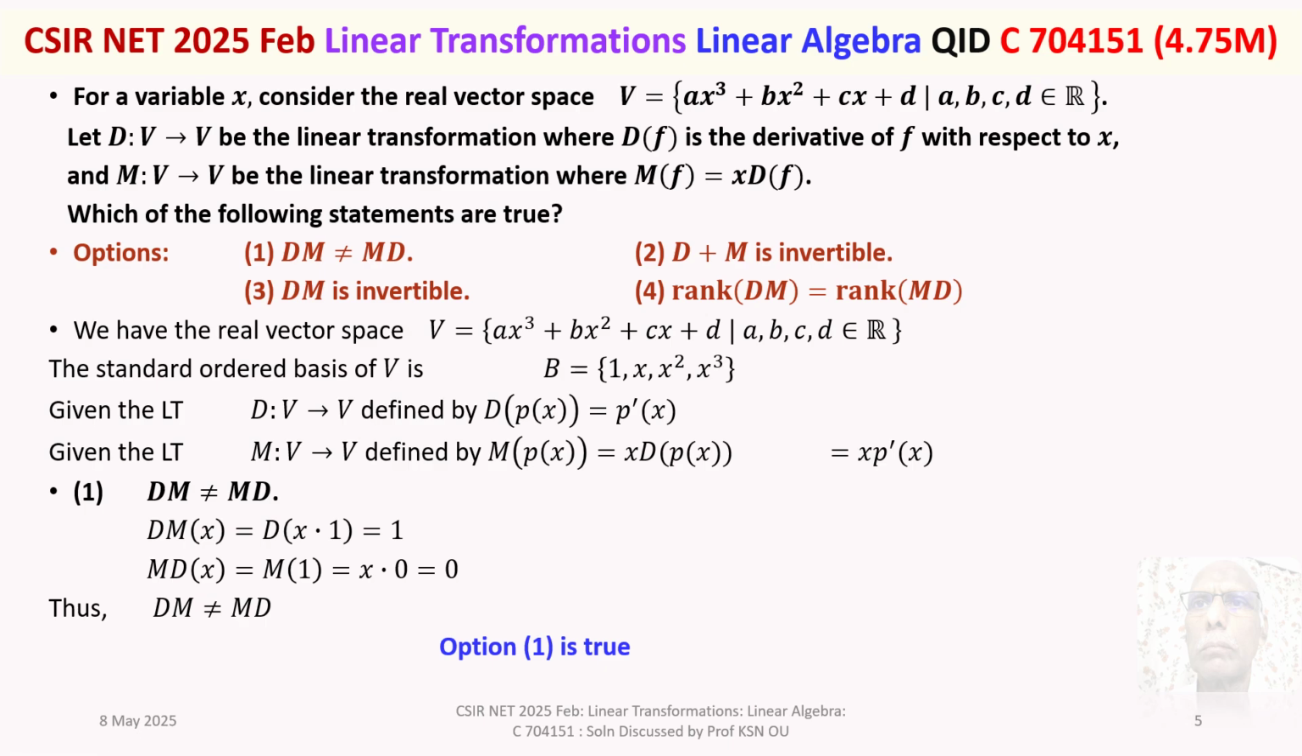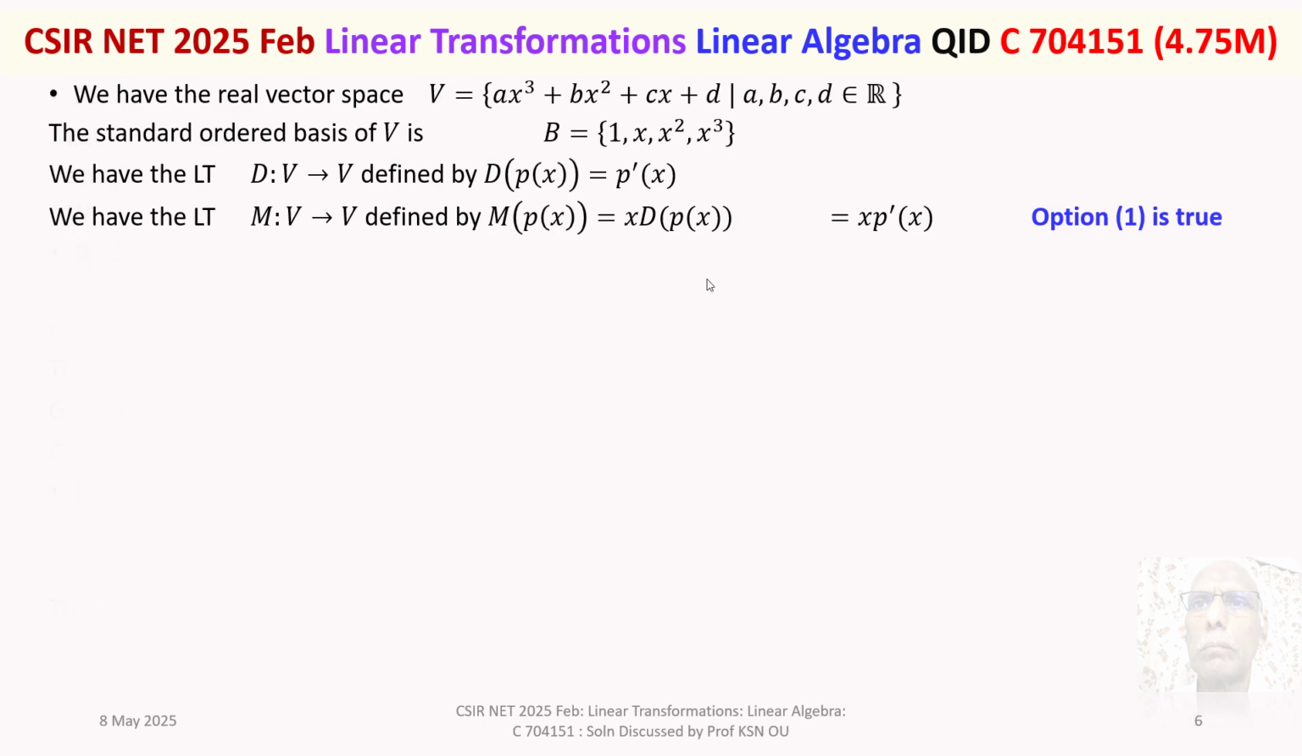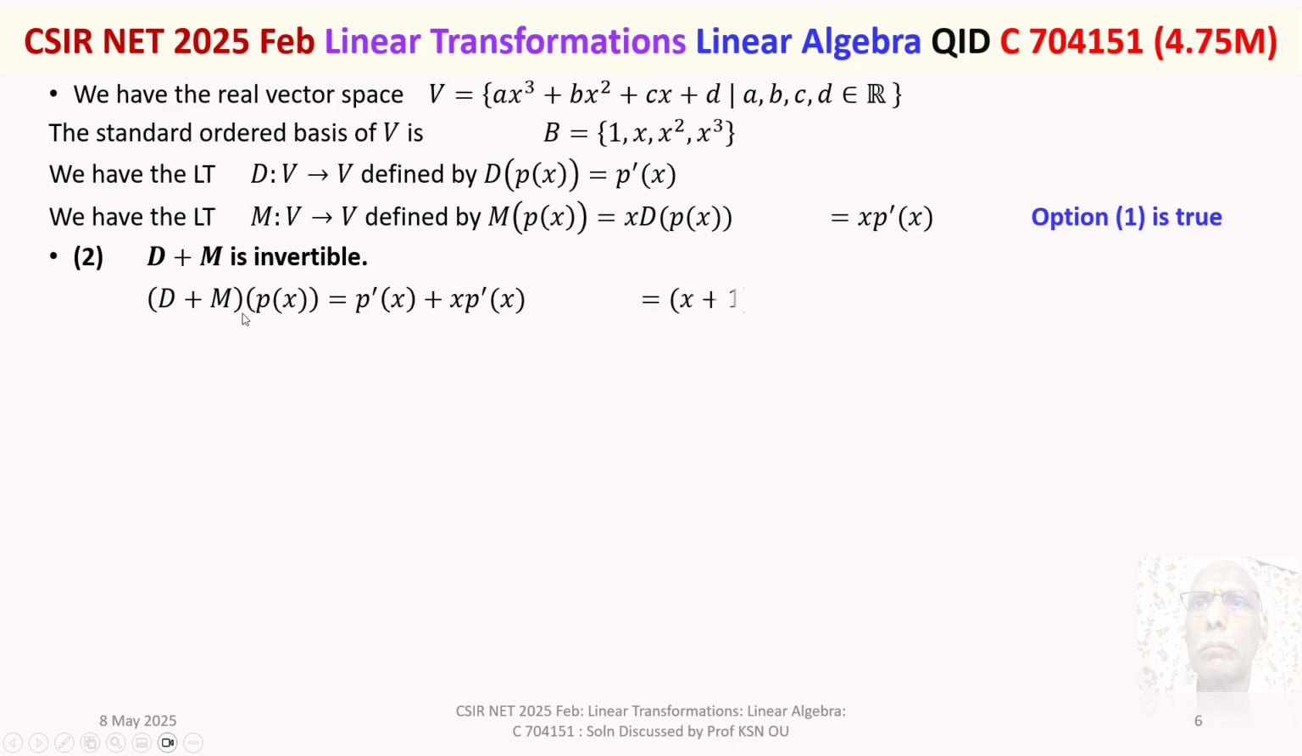We move to the next slide for the second option. Second option, D plus M is invertible. Now, we will show that it is not a one-to-one operator. So, D plus M of p of x will be equal to D of p of x, that is p prime x, plus M of p of x, that is x p prime x. We have used the definitions. So, that is x plus 1 multiplied by p prime x, that is D plus M.